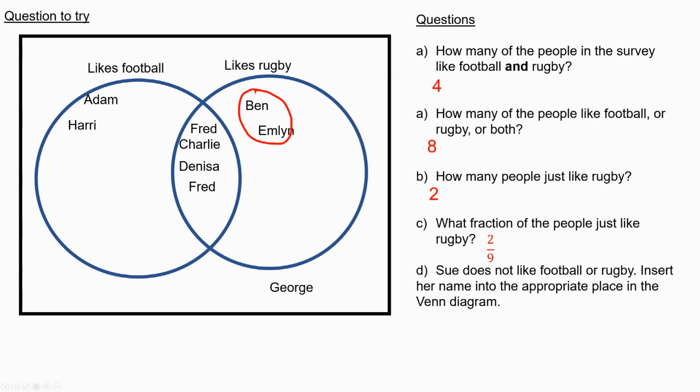Sue does not like football or rugby. Insert her name into the appropriate place in the diagram. Well, she needs to be outside the circles with George. So Sue would be anywhere outside the 2 circles, but still within the diagram.